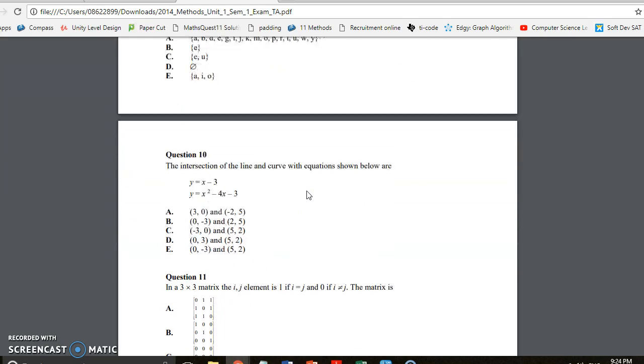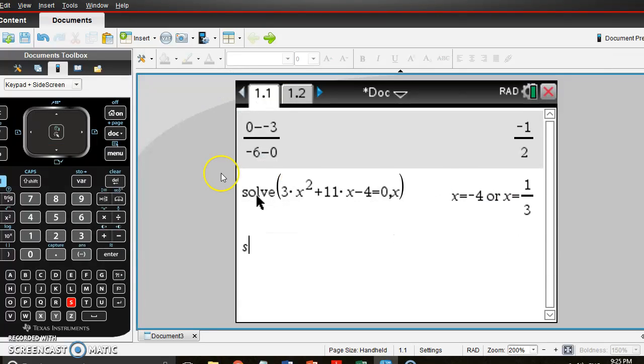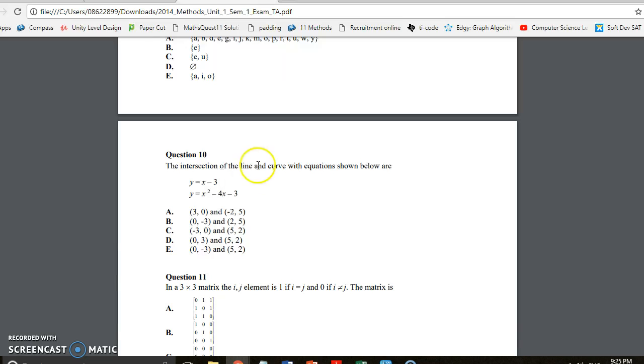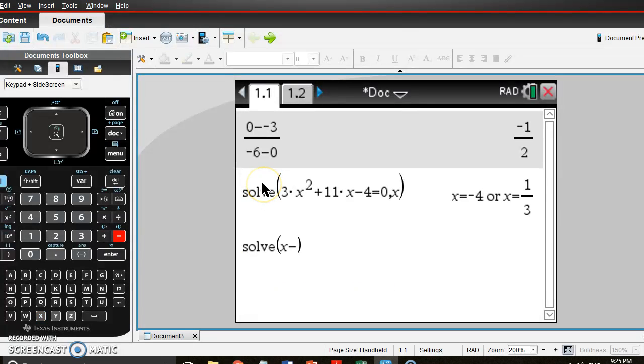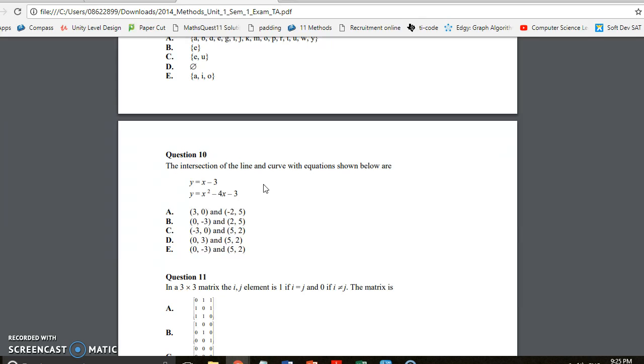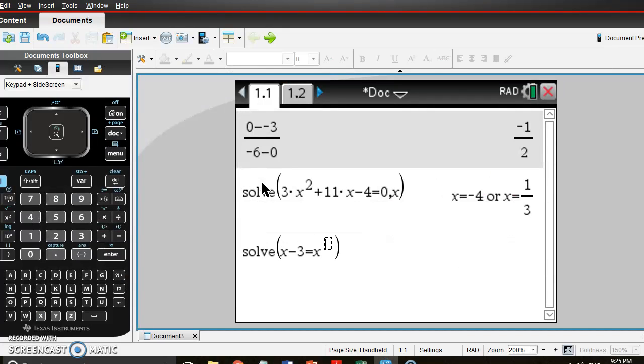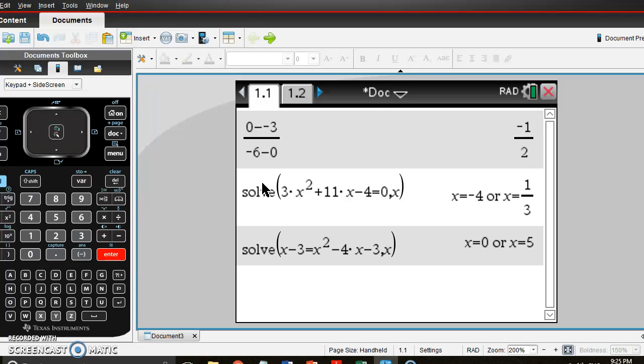Okay, question 10, the intersection of the line and the curve with equations below. So we're looking at where these two lines intersect. How do we find out where the lines intersect? We let them equal each other. So that's what we do with CAS. We'll say over here, solve, and we've got x minus 3 equals x squared minus 4x minus 3 for x. So there we have x equals 0 or x equals 5.